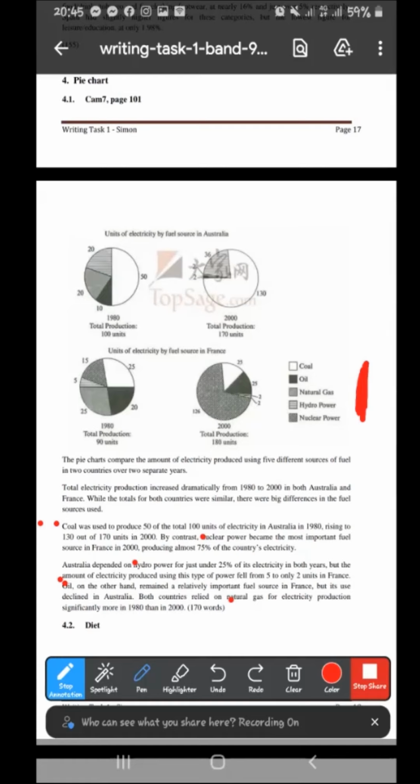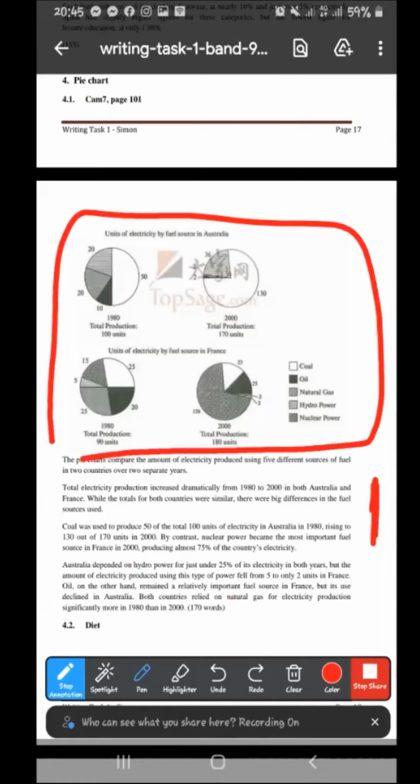More importantly, you have to also make a comparison between Australia in 1980 and 2000. You can see the number of units that has been produced. All right. So you can see the amount of electricity produced using five different sources as well. That's an intro, but you can also talk about 1980 and 2000, both Australia and France. And in this way, what happens is that you have given as much detailed information based on the pie chart.